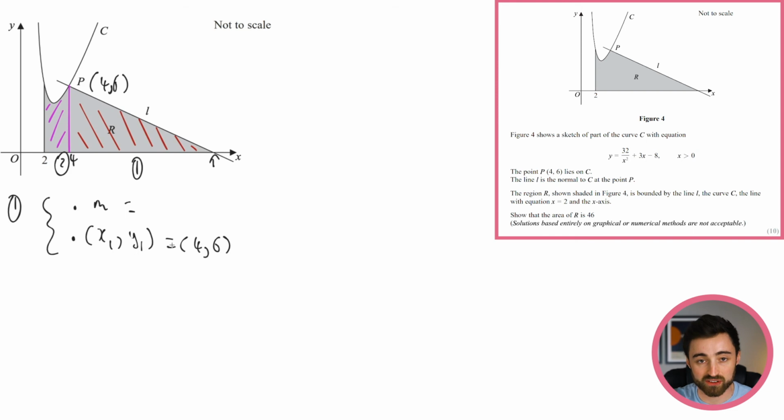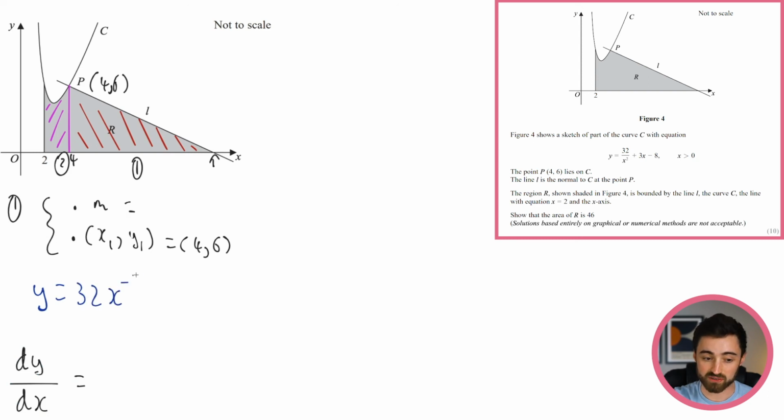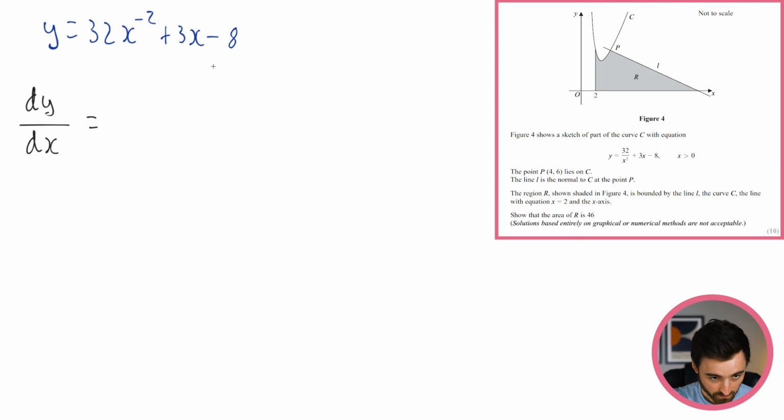Okay, how am I getting the gradient of a curve? I'm differentiating. So if I was to do dy by dx on C to get the gradient function, it would be what? Let's first of all write y, as we've been doing throughout this whole exam, in terms of powers of x. So 32 over x squared is 32x to the minus 2, and then plus 3x minus 8. Now I'm going to differentiate. So, bring the power to the front. So it's going to be minus 64, and then, because that's minus 2 times 32, take 1 from the power, so x to the minus 3. 3x differentiates to 3, 8 differentiates to nothing.